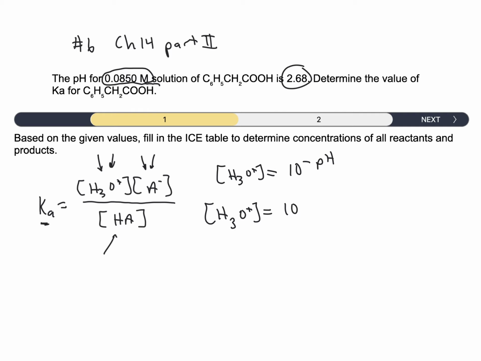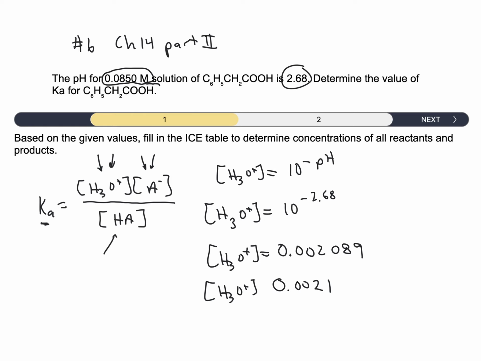So hydronium equals 10 to the negative 2.68. My hydronium concentration equals 0.002089. And so for the rest of this calculation, we're going to use 0.0021 as my hydronium concentration, right? Which also equals my concentration of the conjugate base at equilibrium. So with that simple calculation, now we can get started in filling out that data table on the next slide.